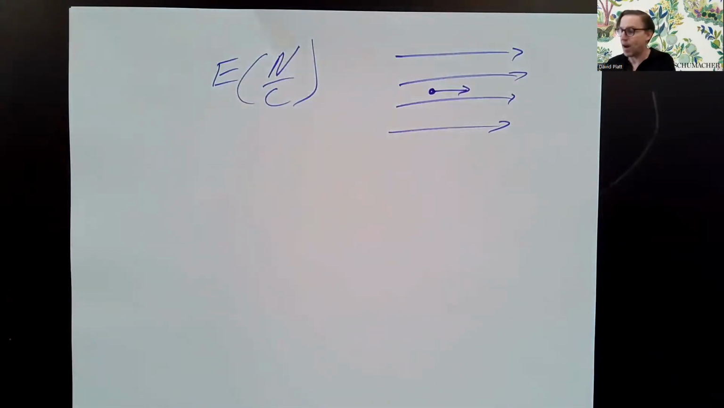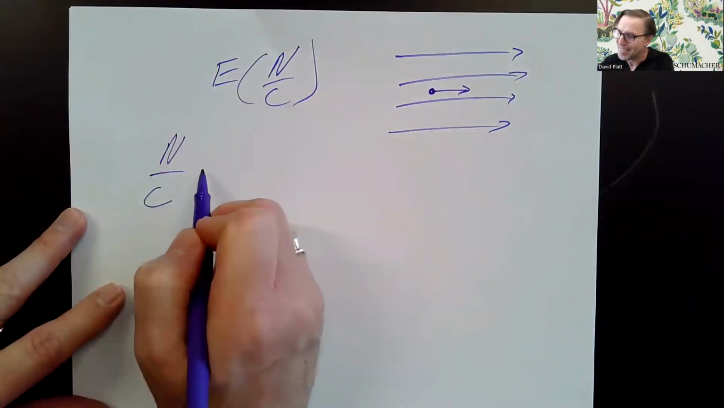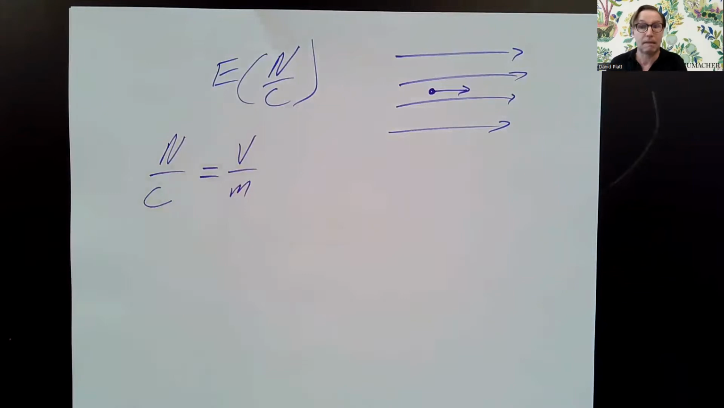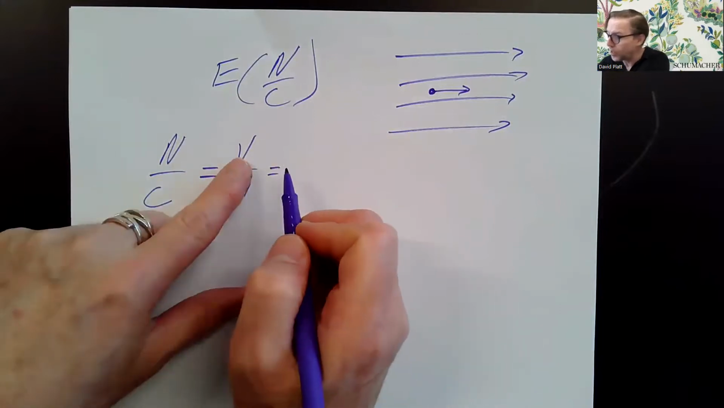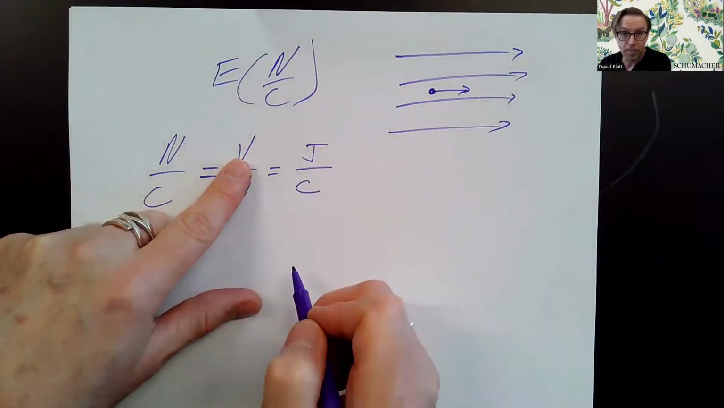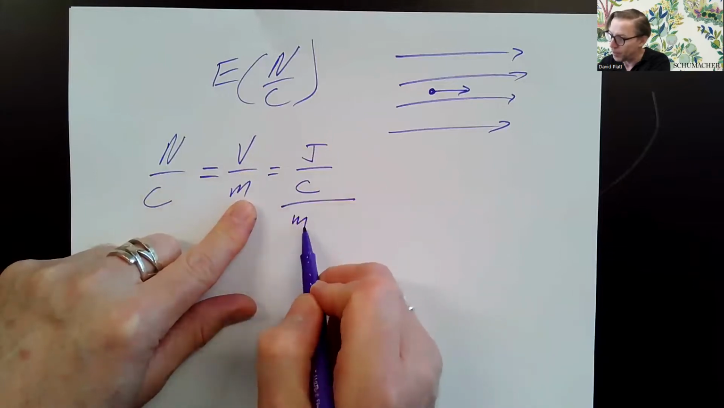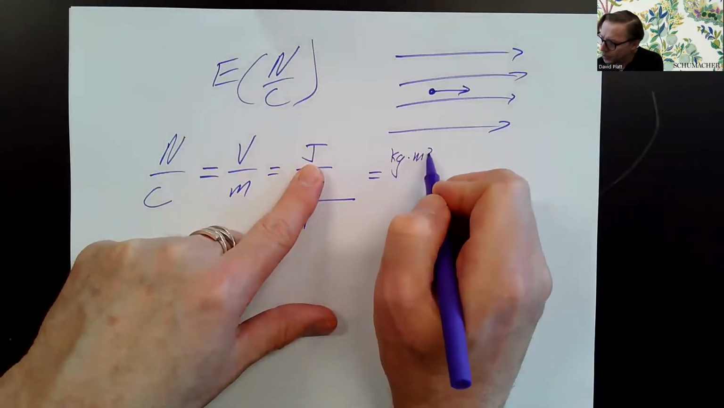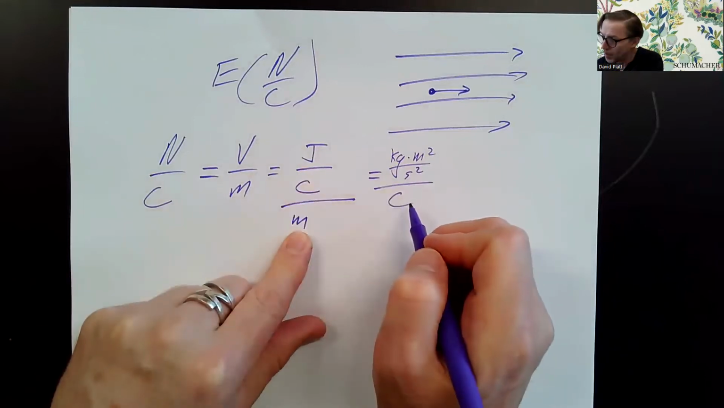But there's another way of writing newtons per coulomb now. Newtons per coulomb is equivalent to volts per meter. Really? They don't look the same at all. But what is a volt? A volt is a joule per coulomb. That's the volt per meter. So then I have to divide by meters. A joule is a kilogram times meter squared over second squared per coulomb per meter.